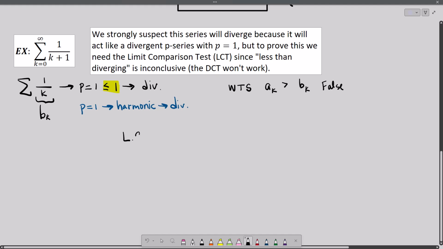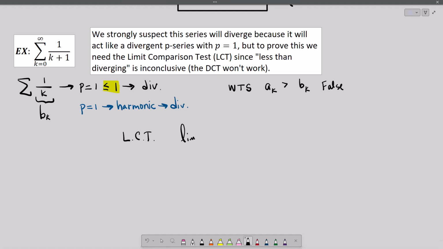So the limit comparison test says take the limit as k goes to infinity of A sub k over B sub k. So we'll get the limit of A sub k, the one we're analyzing, so 1 over k plus 1. Dividing by B sub k means multiplying by its reciprocal. So we get the limit of k over k plus 1, which is 1.